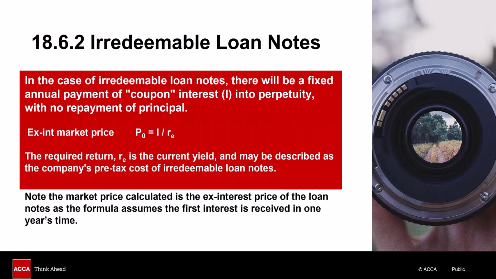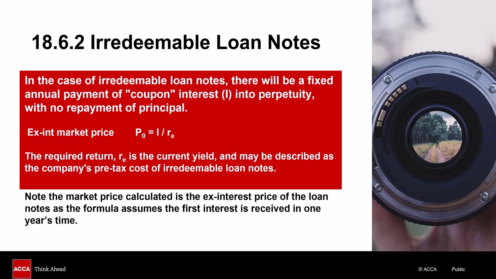So we now come on to irredeemable loan notes. Again, this is Chapter 18, Section 6, but now Point 2 in the Study Hub. Now, in the case of irredeemable loan notes, there will be a fixed annual payment of coupon interest this time, into perpetuity, with no repayment of principal. So it's similar to preference shares.